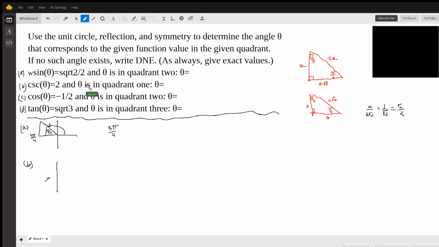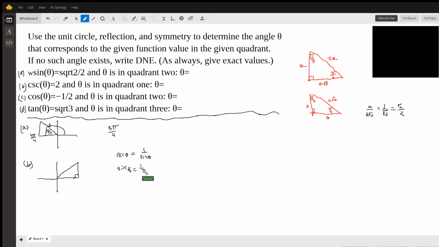Let's do the next one. Cosecant is 2, and we're in quadrant 1. So you might want to remember that the cosecant of theta is just 1 over the sine of theta. So this is the same as telling me that the sine of theta equals 1/2. Well, where on these triangles does the sine equal 1/2? You can see it's the 30-degree angle here, pi over 6, because a over 2a is 1/2. That's just SOHCAHTOA, opposite over hypotenuse.